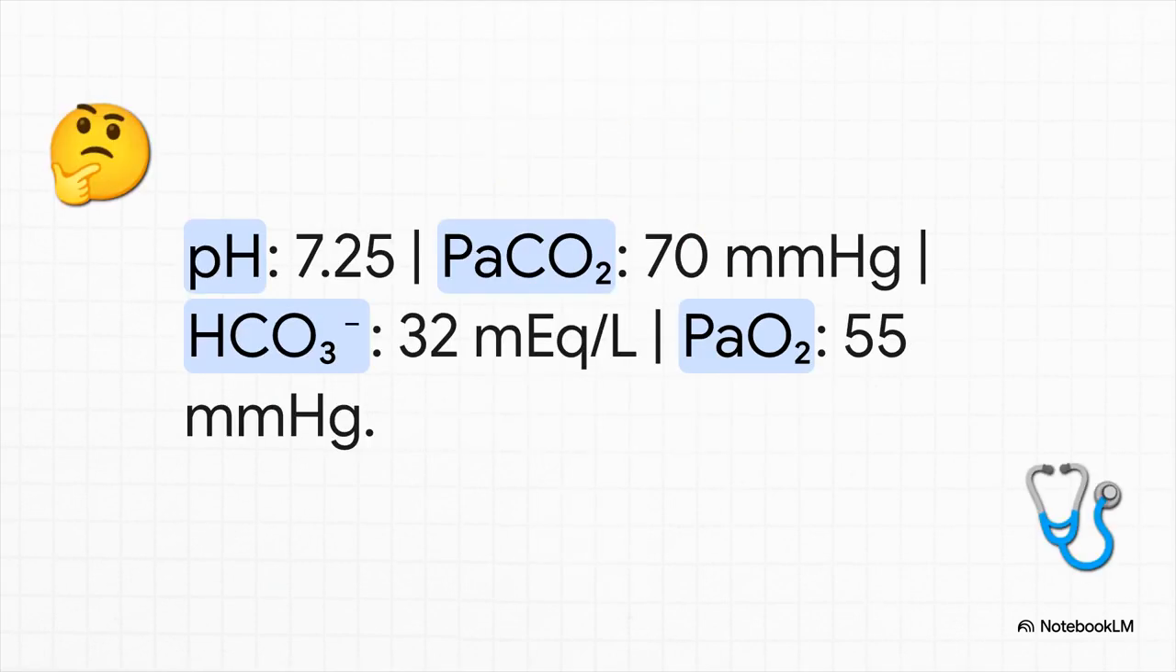And this is what you see. pH of 7.25, PaCO₂ at 70, bicarb is 32, PaO₂ sitting at 55. Right now, this might just look like a jumble of numbers. But I promise you, by the end of this explainer, you won't just see numbers. You're going to see the story they're trying to tell.